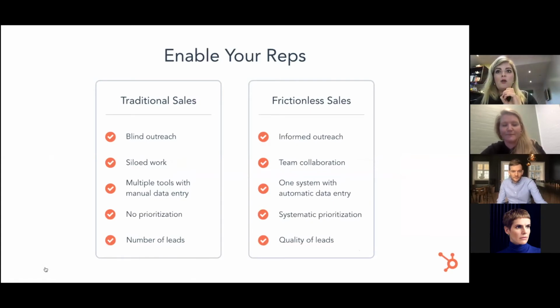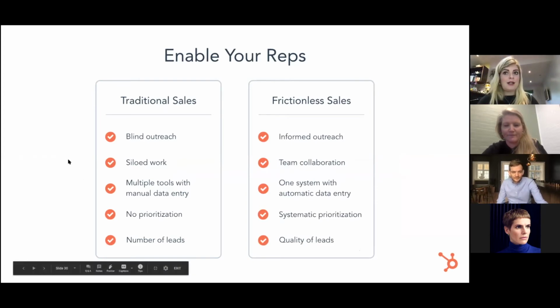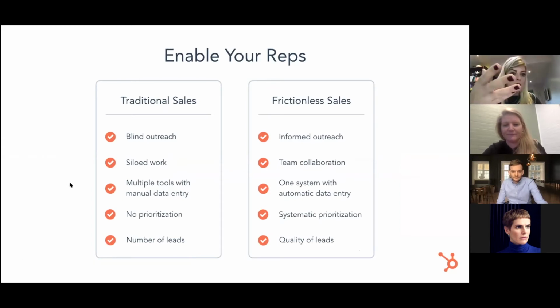The standout ones here are having one system with automatic data entry. This is something startups don't do. They get involved with 15 different tools. Nothing's talking to each other. They outgrow them. So it's great to grow with a tool. Understand the quality of your leads. Have a systematic use of prioritization. Is it leads within the UK or is it leads within India?